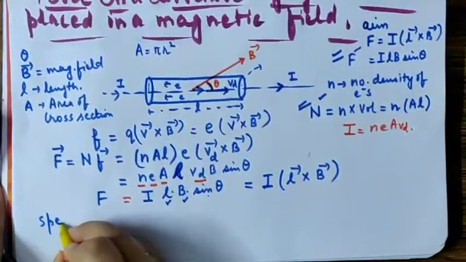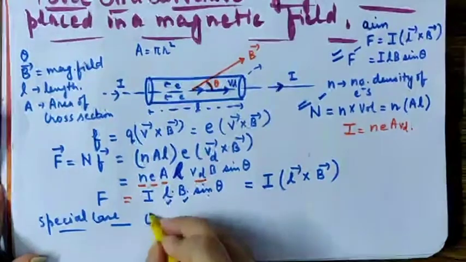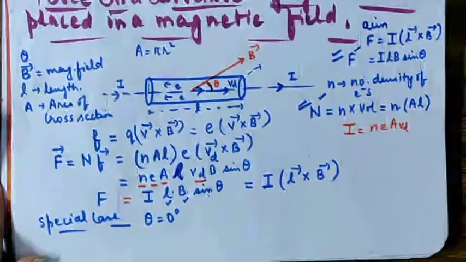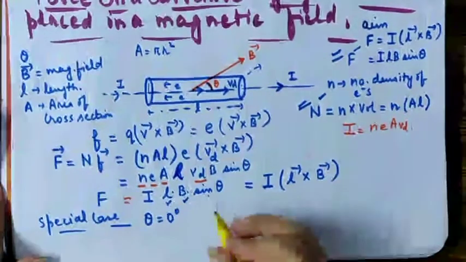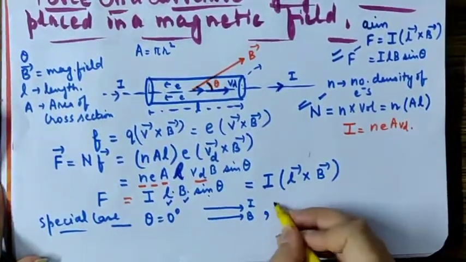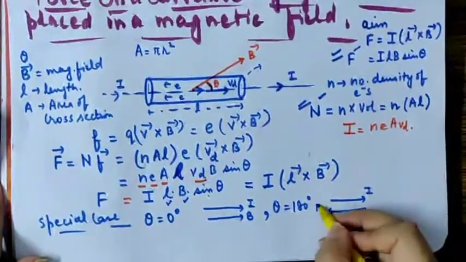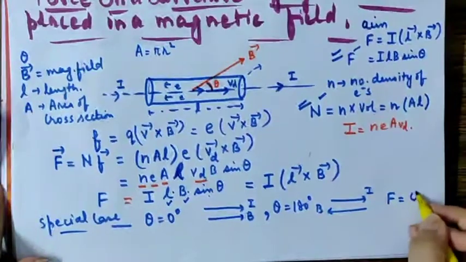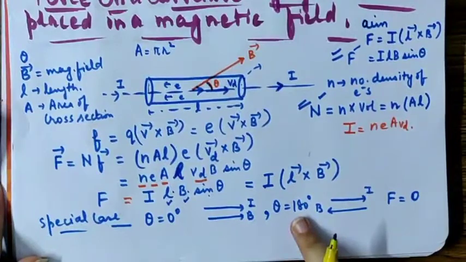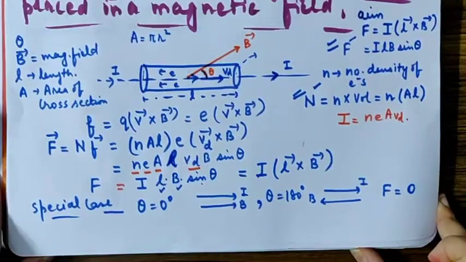Then we'll discuss some of the special cases. Quickly we shall discuss the special cases. Suppose number 1 is theta equal to 0. What do we mean by theta equal to 0? It means the current and magnetic field are in the same direction. Or you can at the same time suppose theta to be 180 degrees also, if current and magnetic field are in opposite directions. Then the force will be equal to 0, because in L cross B sine theta, sine 0 or sine 180 both are equal to 0. So no force would be acting on that current carrying wire.